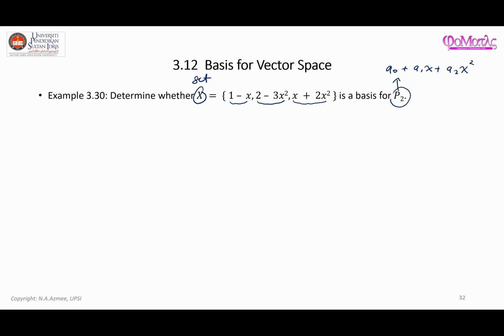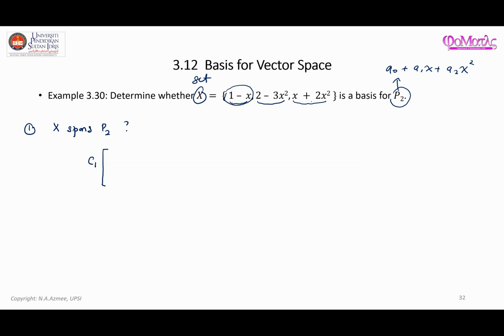Okay, so the first step is, of course, to demonstrate that X spans P2. So the question is, does X span P2? This is what we need to do first. And the starting point for showing that would be to consider the linear combination of all these three vectors. So we have C1, and this one here can be written in a vector notation.